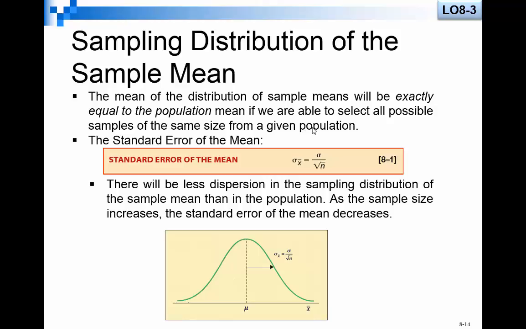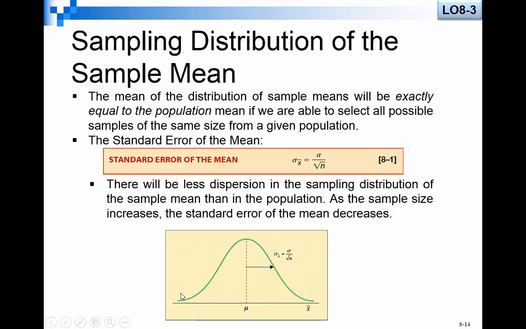Right? So if we have a population of 100 and we keep pulling out samples of 20, if we keep going until we're able to select all possible samples, then the mean of the distribution of the sample means will be equal to the population mean. Because one mean will be low, one mean will be high, one mean will be a little higher. So we'll get a distribution of those means, and the mean of those means will be equal to the population mean.